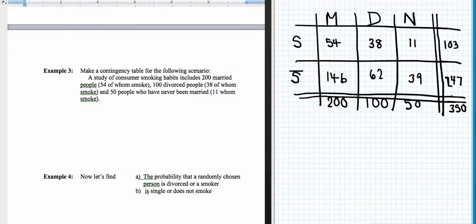So now, once I have the two-way table, I'm asked for the probability that a randomly chosen person is a smoker or is divorced. So this says the probability that this randomly chosen person is a divorced or a smoker. So that's what I'm going to have here.